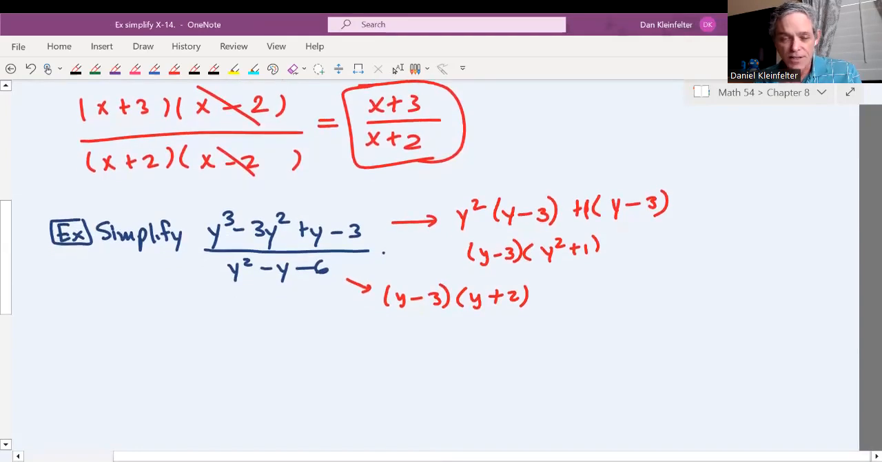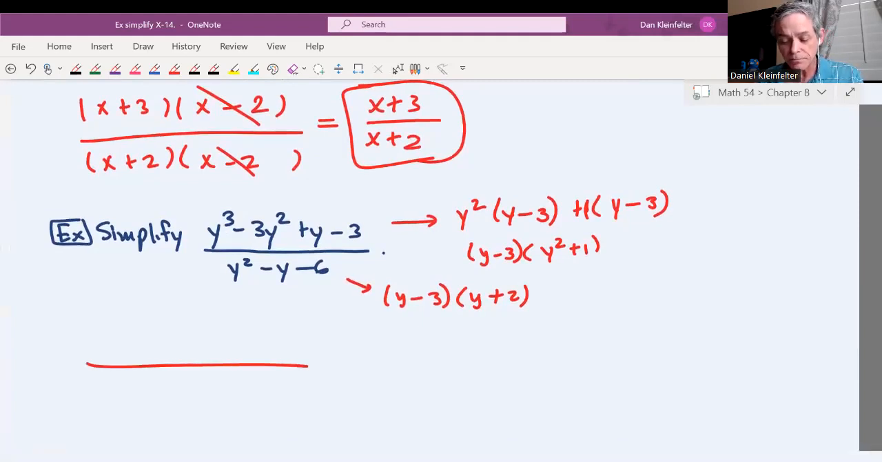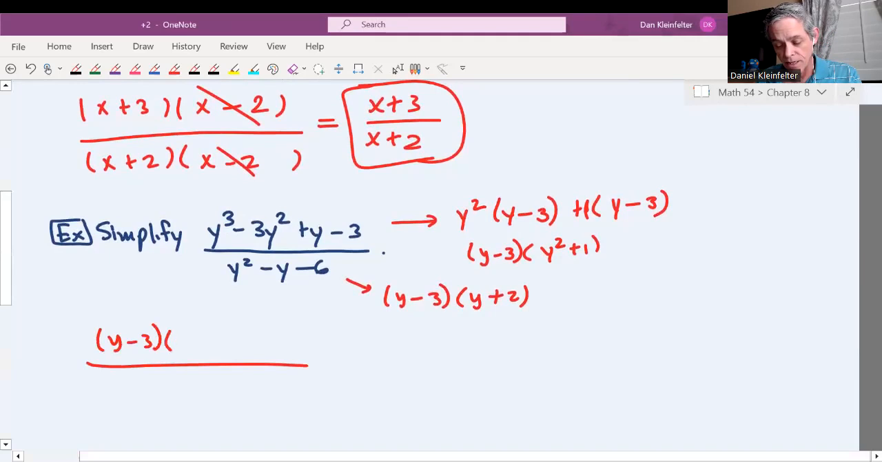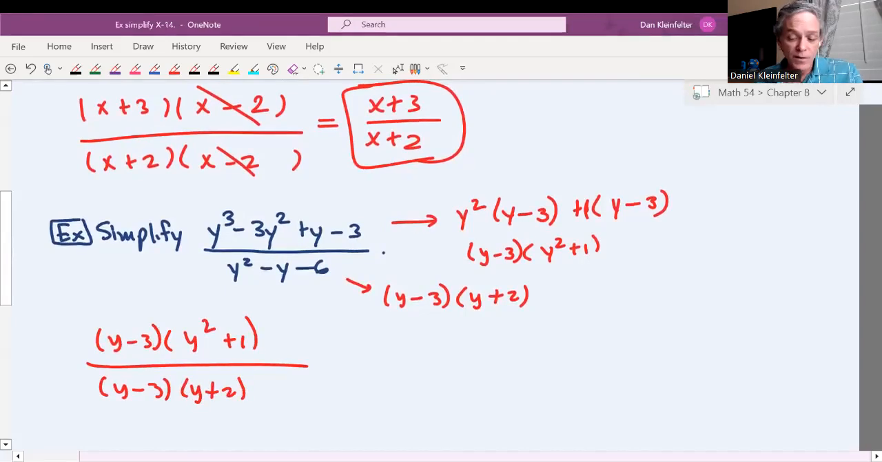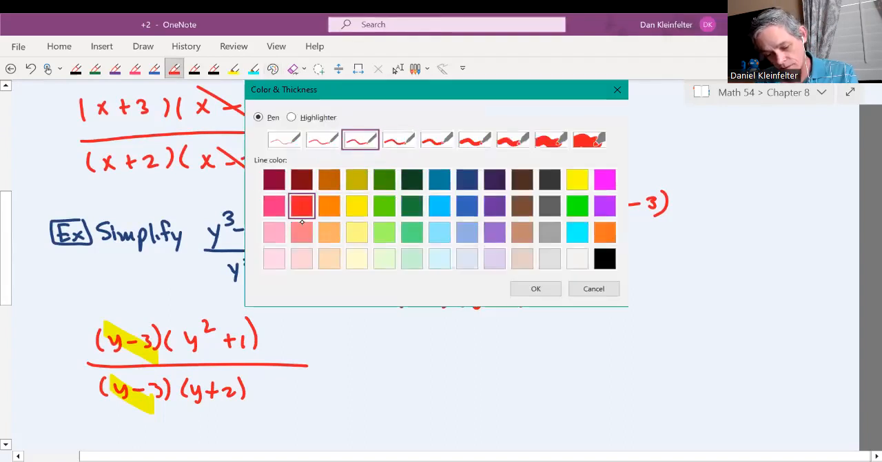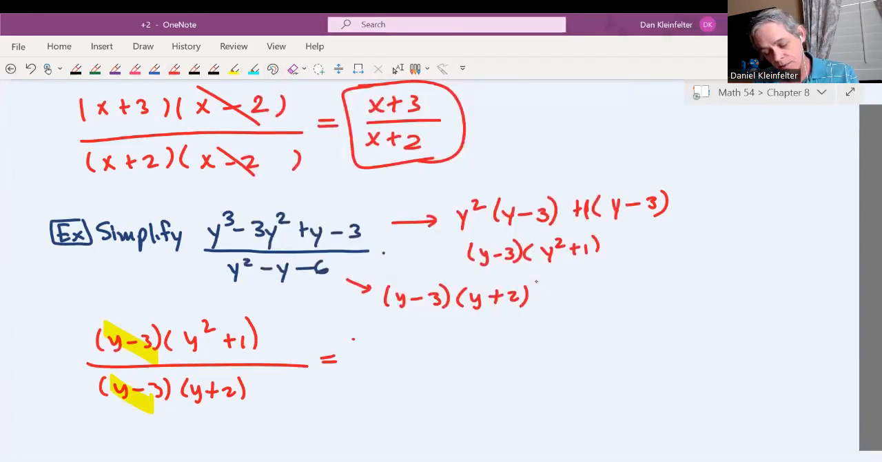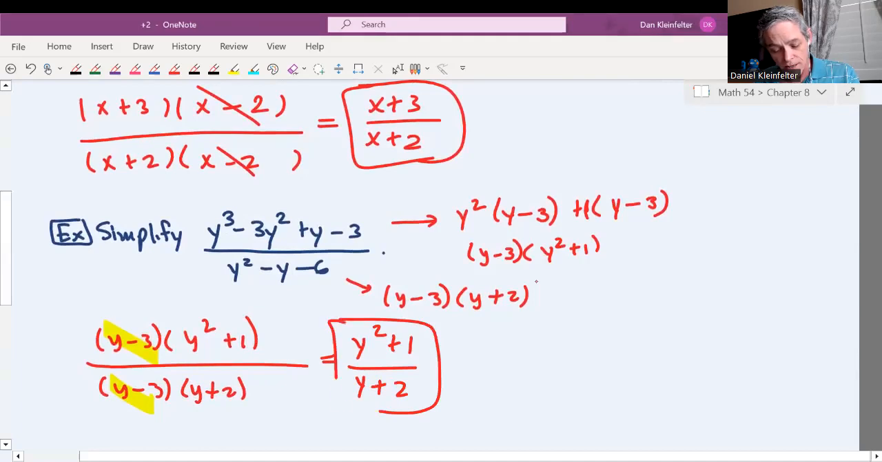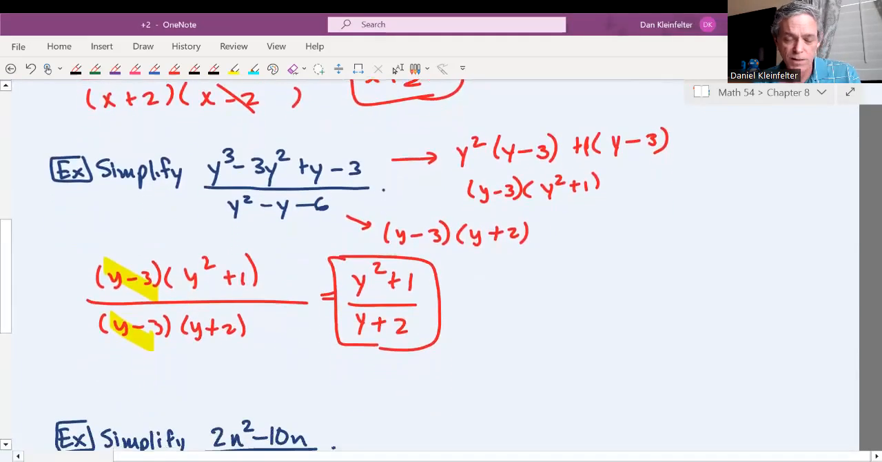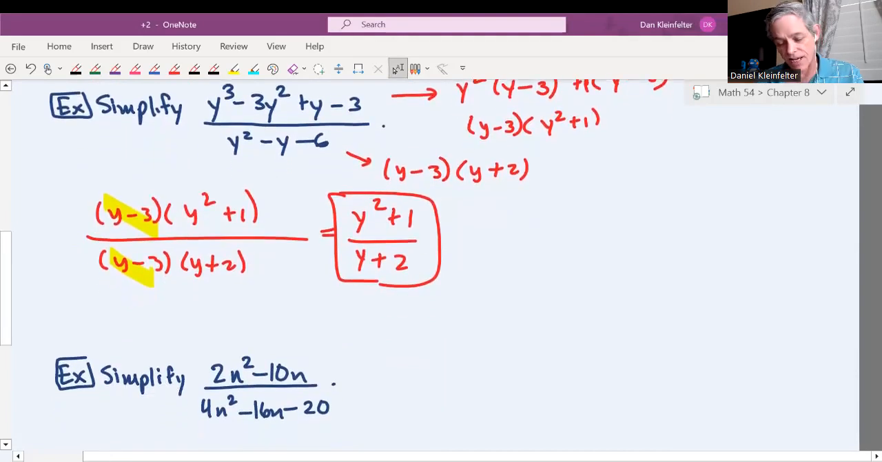In simplifying these fractions, these rational expressions, you'll find that a lot of the work is doing the factoring, actually. Okay, so we've got y minus 3, y squared plus 1 in the top. Down below, we have y minus 3, y plus 2. Here, the y minus 3's will cancel out using the fundamental property of fractions. And so what's left is just y squared plus 1 divided by y plus 2. As you recall, the sum of squares, that y squared plus 1, is not going to factor. So that's the end of that.